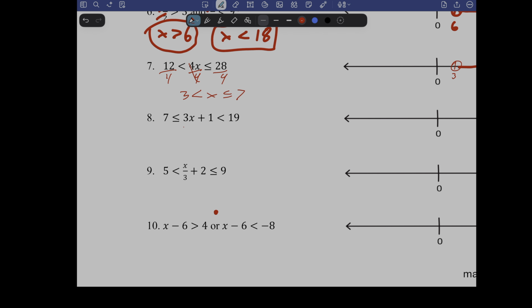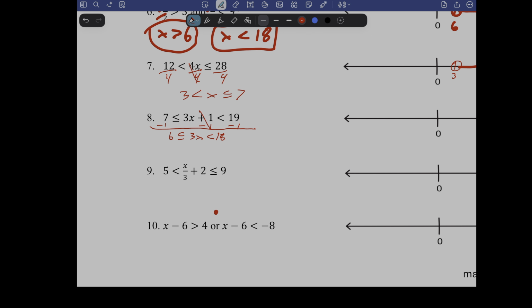Now here we have a compound one. We have a 2-step problem. So watch what I do. I'm going to subtract each part by 1. And that's going to get rid of that 1. And I'm going to get 6 is less than or equal to 3x, which is less than 18.